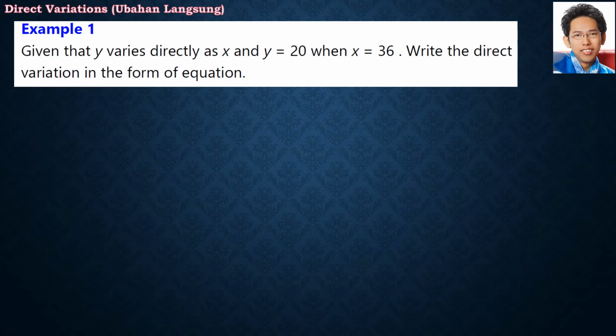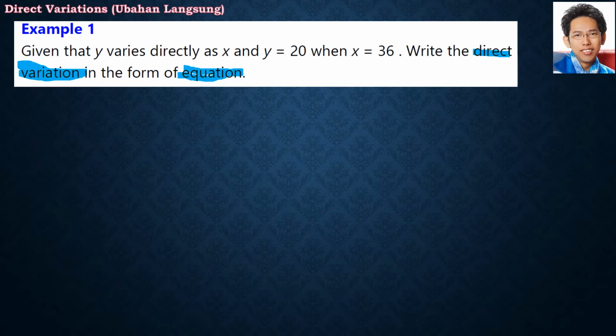Okay, so the question is: given that y varies directly as x, and given also y equal to 20 when x equal to 36, write the direct variations in the form of equations. So our objective of this question is we want to write down the direct variation in the form of equations. Okay, so now how to solve this one?